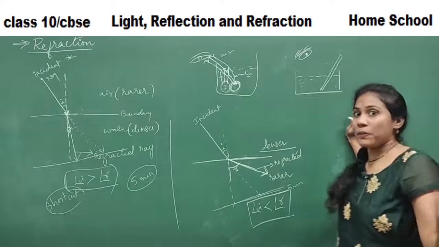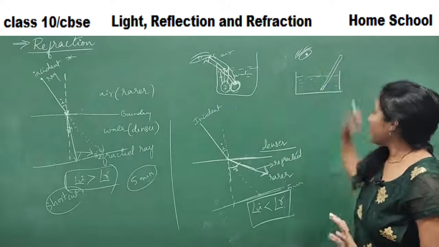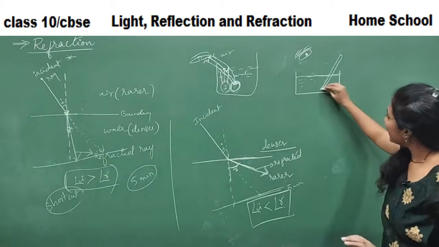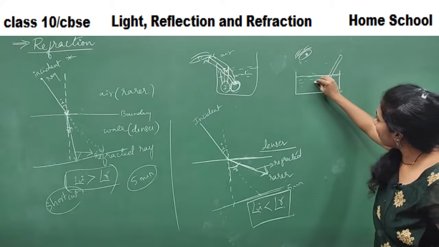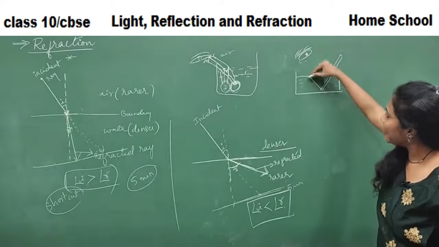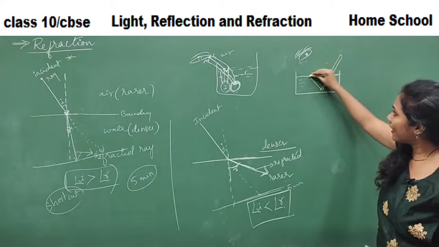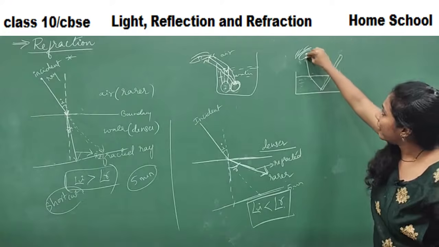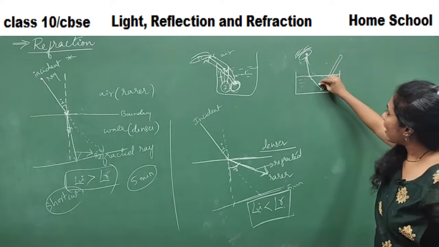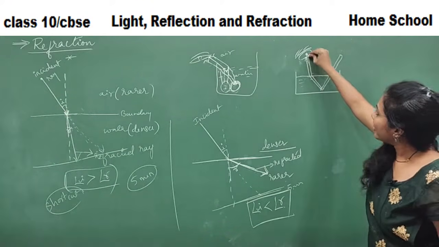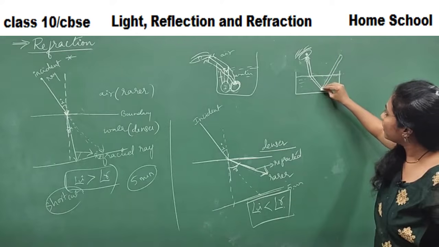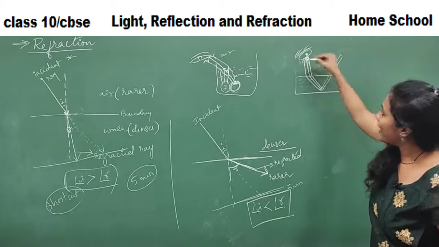Why it appears to be broken is, here is my eye. So what happens? See, light rays from the straw are coming like this, and there the medium is changing. This is water, this is air, right? So definitely it will bend and reach my eye. This is how the light rays are bending and reaching my eye like this.